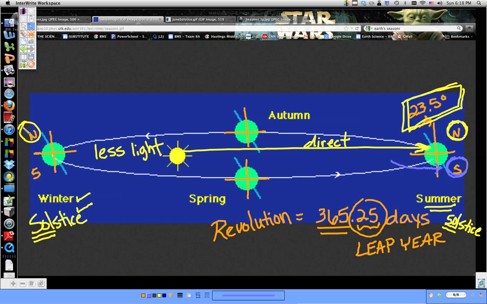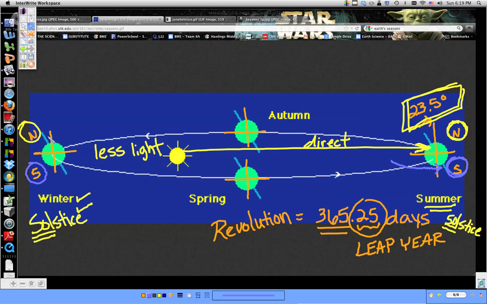Let's go over here. Winter for us in the north, but now I'm going to look at the south. And now here's the blue line, and it's tilted towards the sun. More direct sunlight for the south. So in Australia, it would be summer.